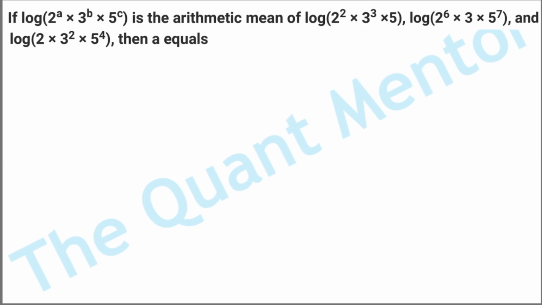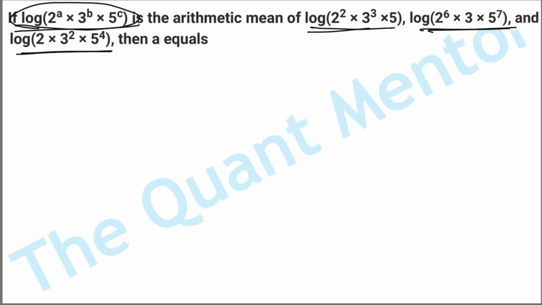So there are multiple ways to answer this question, guys. The first method is this: here is the arithmetic mean of the three terms 1, 2 and 3. Arithmetic mean meaning the average. So one way is we can write the average of these three terms. We can find the average of these three terms and equate it with log of 2 raised to a, 3 raised to b and 5 raised to c. So let's look at that.